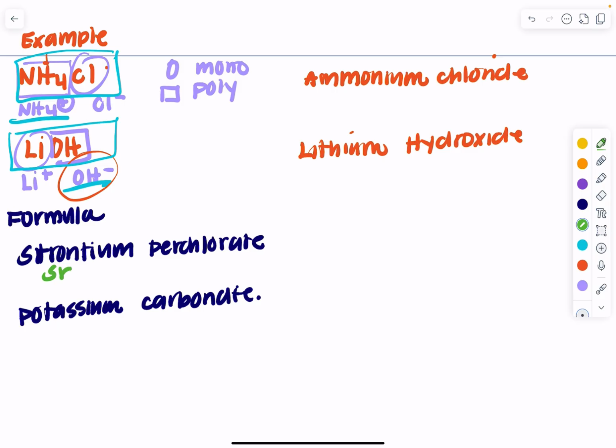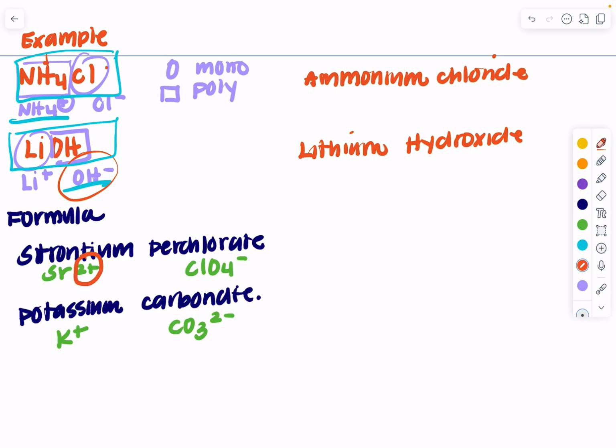Strontium, if you look on the periodic table, is Sr2+. Perchlorate on our polyatomic ion list is ClO4-. Potassium on the periodic table is +1. Carbonate is CO3 2-. Same exact way that we did it with the monoatomic elements.